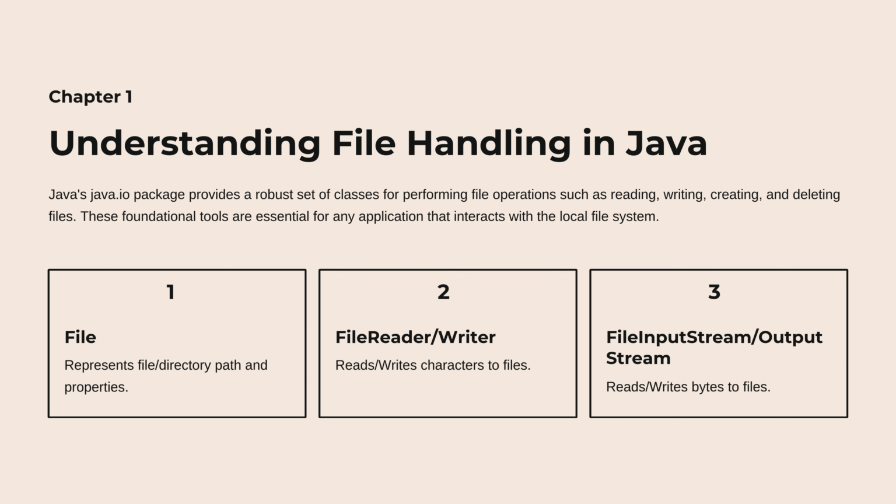1, 2, 3. File, FileReader and FileWriter, FileInputStream and FileOutputStream. File represents file and directory paths and properties. FileReader and FileWriter read and write characters to files. FileInputStream and FileOutputStream read and write bytes to files.